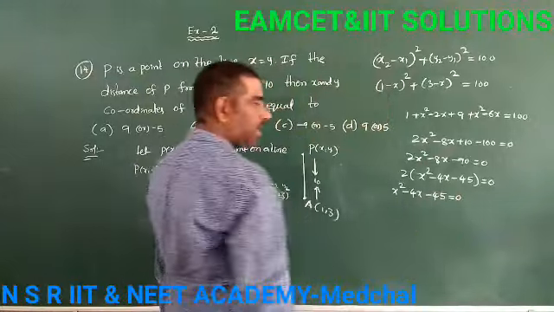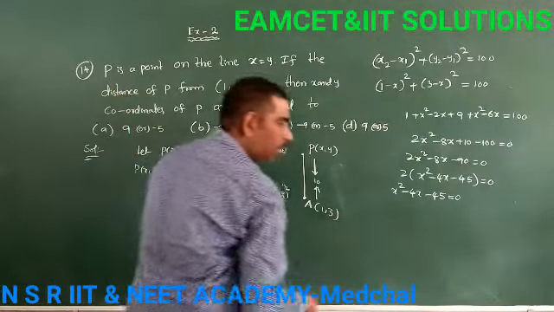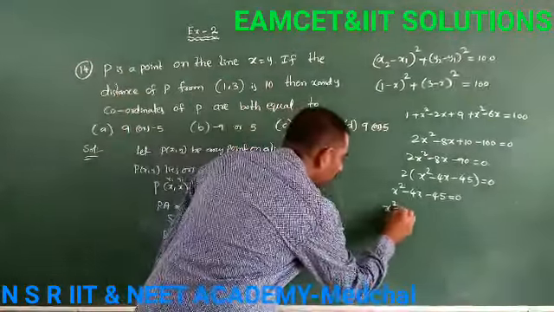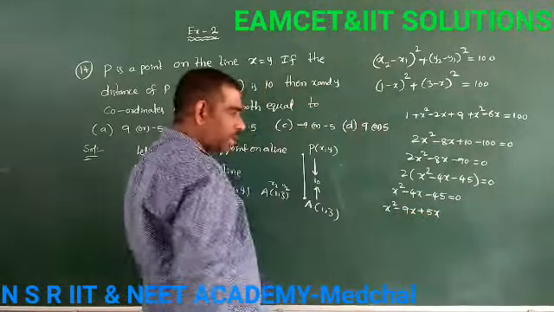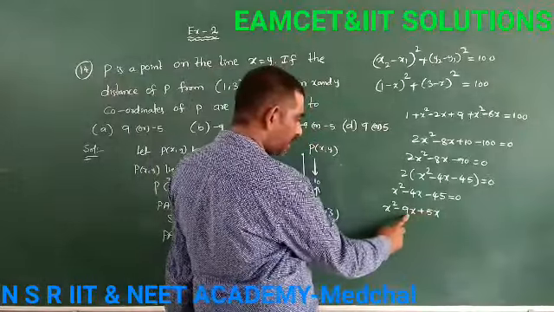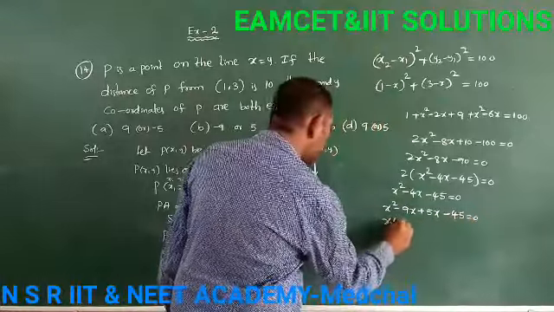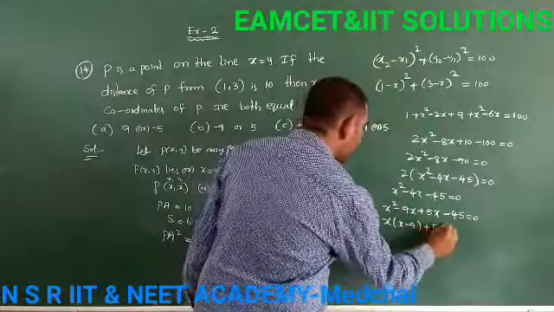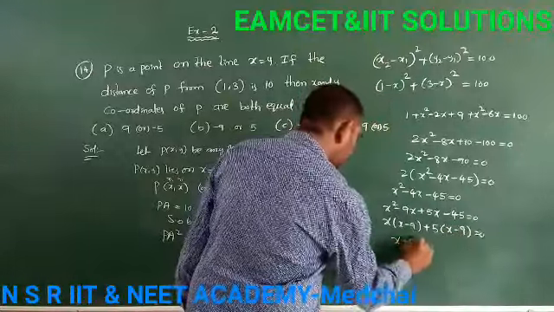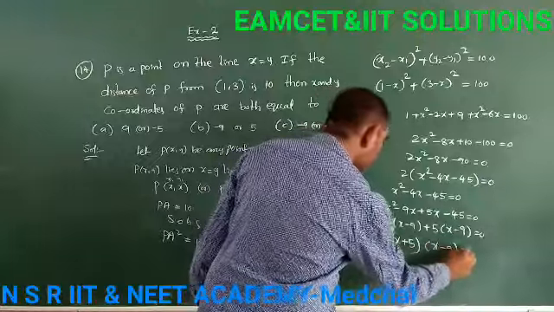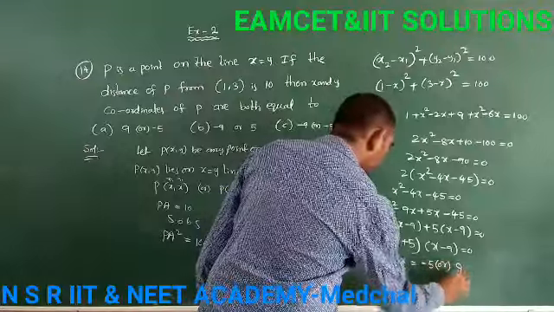So simplify it to find the roots. Here we have 2 x values. So simplify this one: 9x and 5x. 9 fives are 45, minus 9 and plus 5, minus 45. So we can write minus 45, take x minus 9 as common, and here 5 times x minus 9. So we get x plus 5 and x minus 9. So x equal to minus 5 or 9.